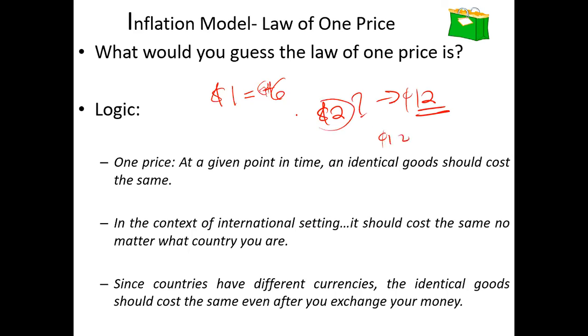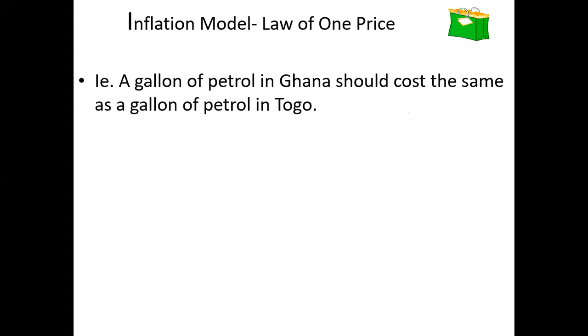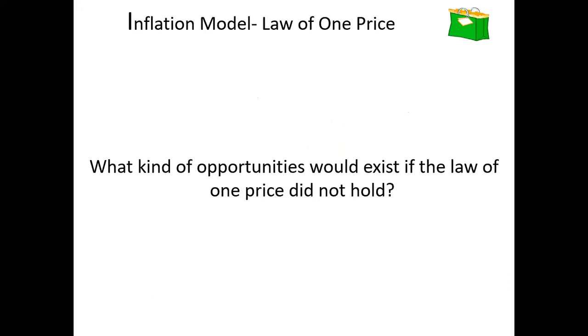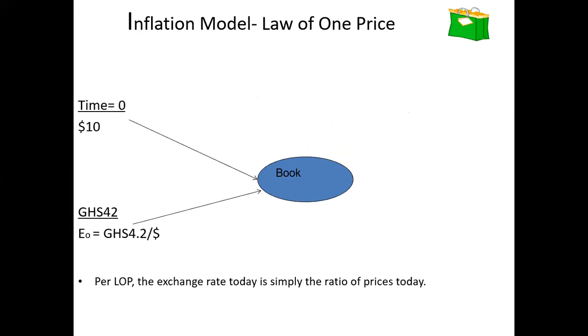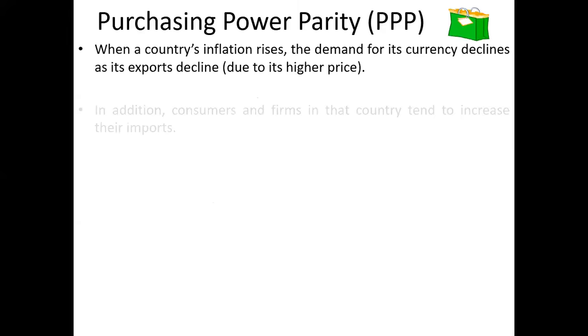So if the rate is $1 to 6 cedis, and something costs $2 in the US, it must cost 12 cedis in Ghana. If it costs $3 in the US, it must cost 18 cedis in Ghana. That is if the law of one price exists. Okay, so this is where we will end.